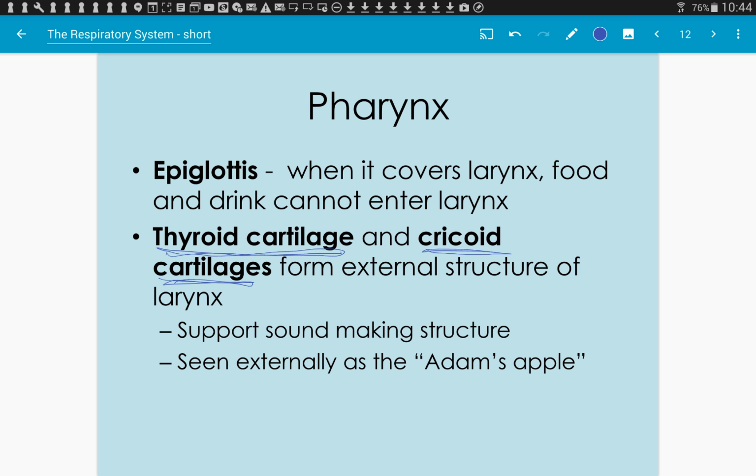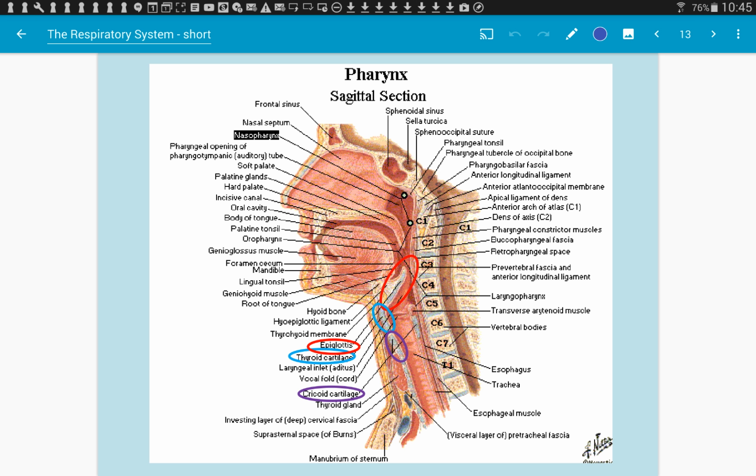So thyroid cartilage and cricoid cartilage, both of these combined form the structure of your larynx. Okay, and seen easily in males as the Adam's apple. It's not as visible in females. I don't know, it's more pronounced in males. So those 2 cartilage types make up, protect your larynx, and I think the word is hypertrophy in males, which has to do with your voice being lower than a typical female's voice. Okay.